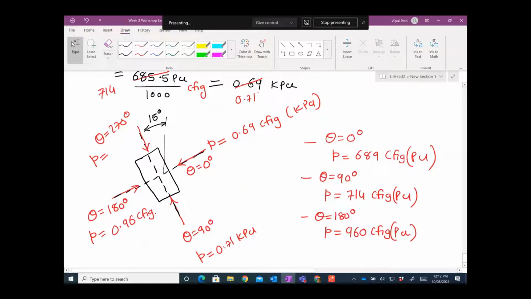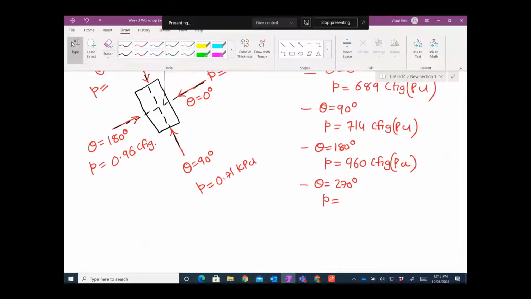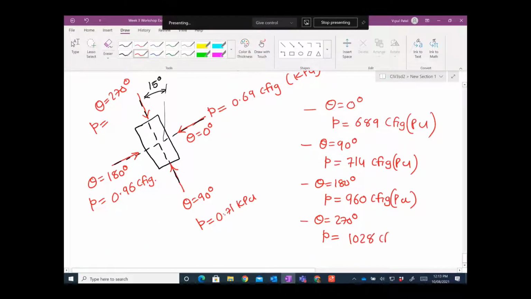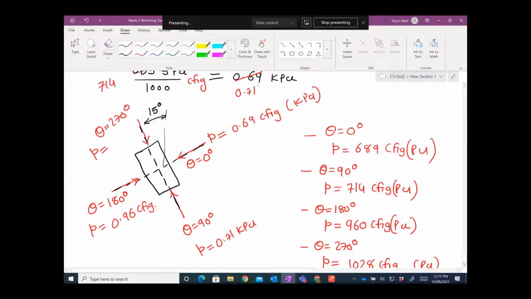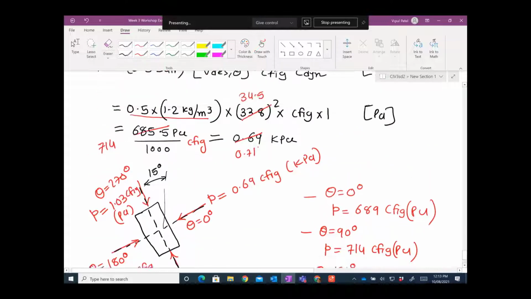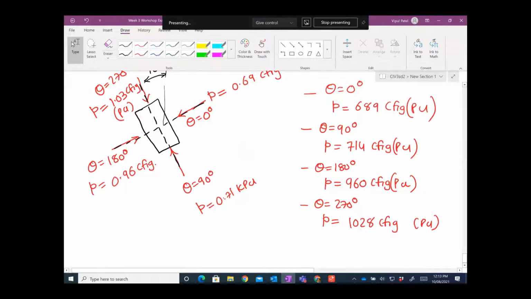Theta equal to 270 equal to 41.4. So 0.5 times 1.2 times 41.4 square, you get 1028 pascals. So I think 1.03, you can take it 1.03 kilopascals. So I hope you understand this, that we converted the velocity into pressures. We need to work it out.